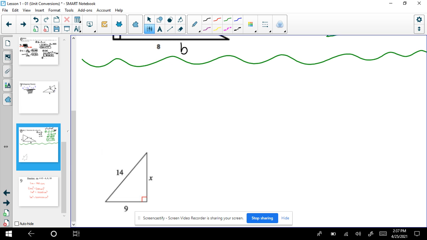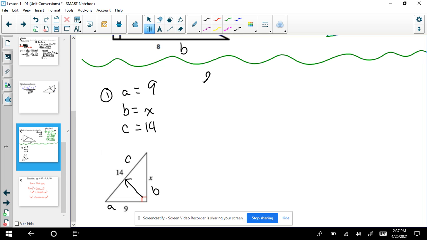So my very first thing is to label my triangle, right? I would label my hypotenuse because I know it's directly across from the 90 degrees. So I would label this as C. And then I can label my other two sides, it doesn't matter which. I'm going to label this one as A and this one as B. Then for my step 1, I put my knowns and my unknowns. So A equals 9, B equals X, and C equals 14.